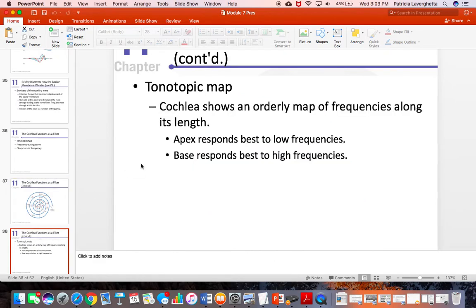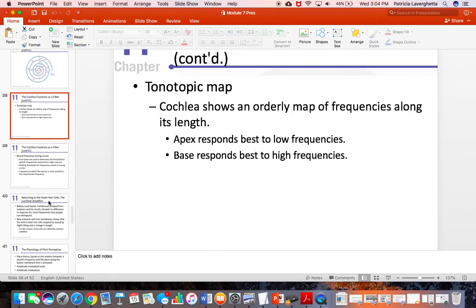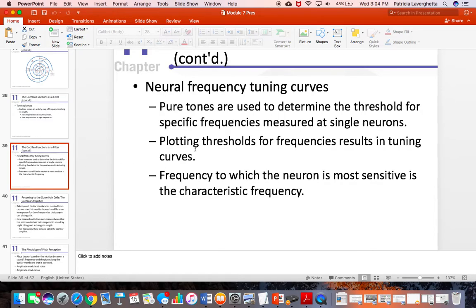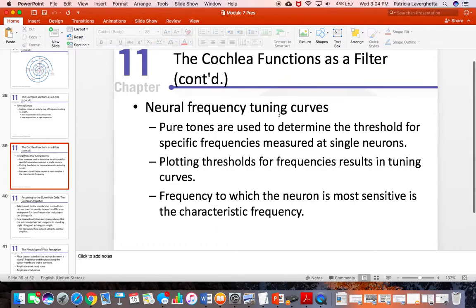But once again, just like the visual system, remember the visual system had a retinotopic map, which was a literal map of the retina. Here we have a tonotopic map, which is a map of sound frequencies. Very interesting. Once again, the apex responds best to low frequency sounds like bass, and the base responds best to higher frequency sounds. That's not the whole story in terms of how we perceive different pitches, but it's a big part of it. And it turns out that we have in the cortex neurons that are tuned, they're broadly tuned, but they're tuned to different sound frequencies.